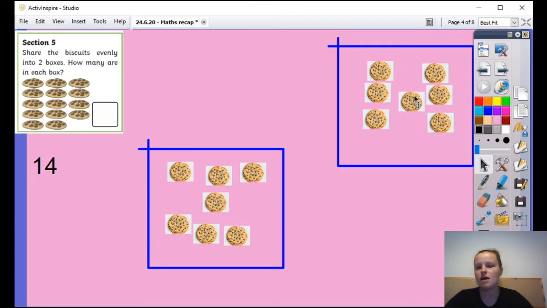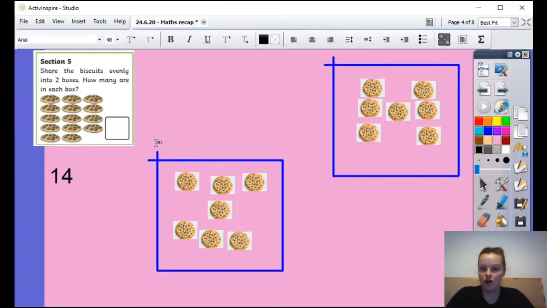So how many cookies are in each box? How many cookies are in this box? How many cookies are in this box? Count. Off you go. So hopefully you would have said that there are 7 in each box.